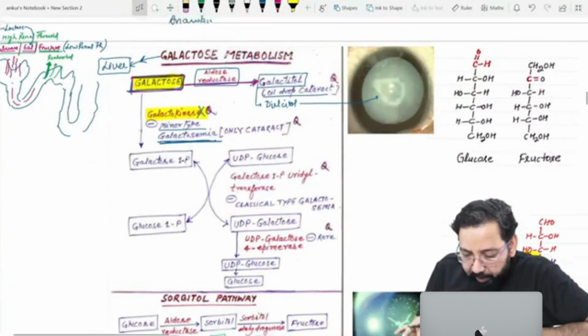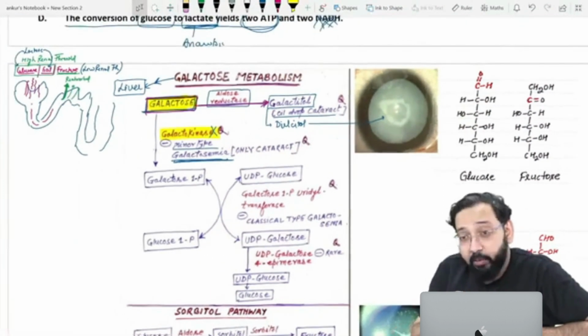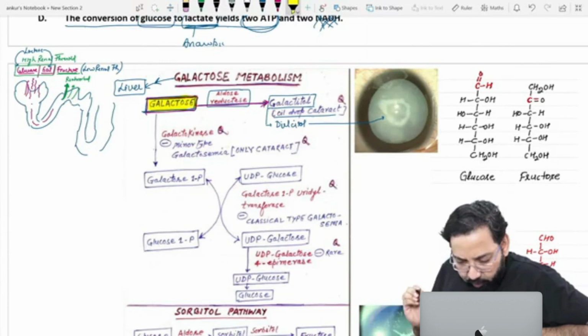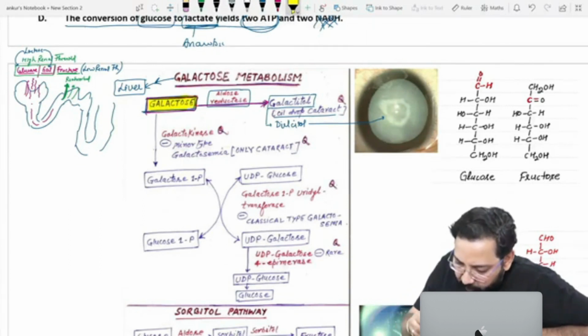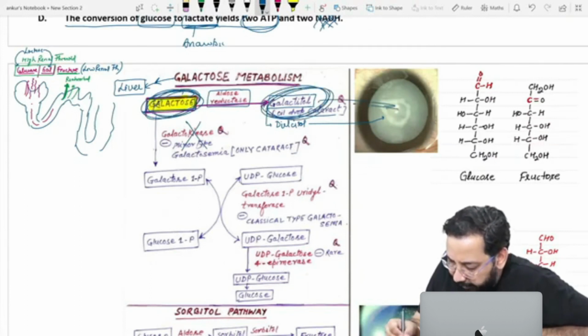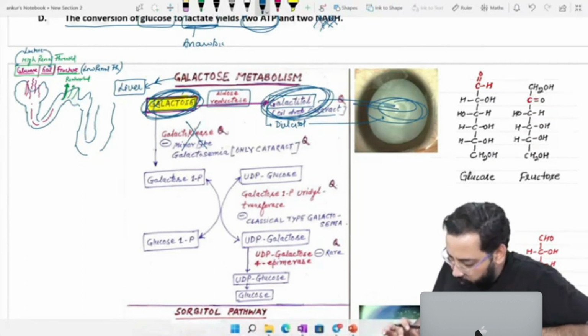So again I repeat, this is important. Galactose is metabolized by galactokinase, galactose 1-phosphate uridyl transferase, and UDP galactose 4 epimerase. If galactokinase is deficient, then galactose will accumulate and be converted to galactitol. It will accumulate in the lens to produce oil drop cataract.